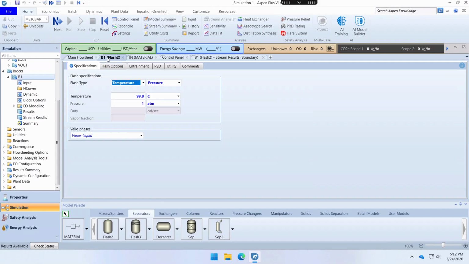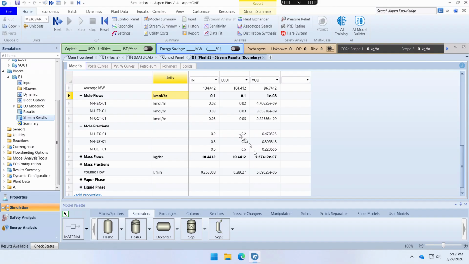I'll show you a different mode for the flash calculation. So instead of saying temperature pressure, where you specify temperature and pressure, you can actually specify the vapor fraction. And so now the temperature is no longer something you can control, but I can say a very small number for the vapor fraction, and I can run. Let's go to the stream results. This may be less intuitive, but you can see that there is a tiny amount of vapor produced here.